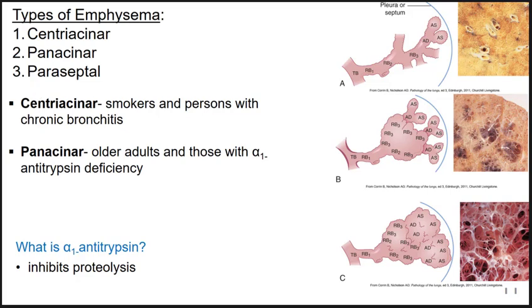The final type of emphysema is the paraseptal emphysema, and we won't be talking about this one in detail, but I just want you to be aware that it is very similar to centriacinar, but in a different location. Before we move on, I want to revisit the definition of emphysema, which is the abnormal permanent enlargement of the gas exchange airways. So we can see that abnormal permanent enlargement of the gas exchange airways very clearly in these images, accompanied by, in particular with the panacinar, that destruction of the alveolar walls.